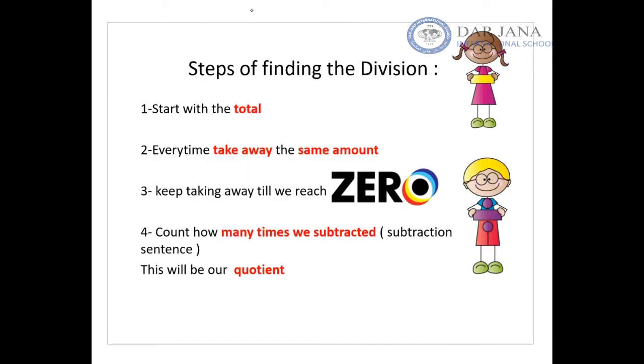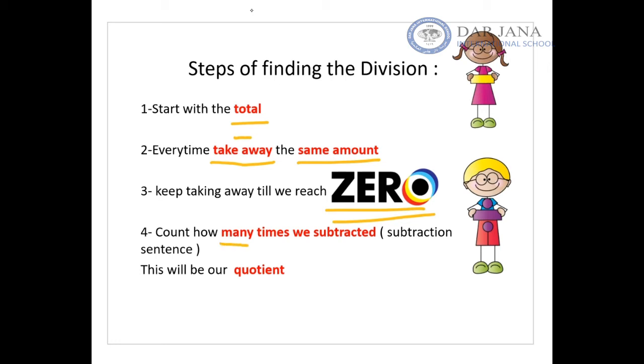Just to tell you about the steps of writing the division sentence, I always have to start with my total, the total of strawberries, total number of marbles, whatever total that you have. Every time I take away, what do I mean by take away? I subtract the same amount. So if I'm taking away 3, I have to keep taking away 3 each time till I reach what? 0. Means I don't have anything to share at all.